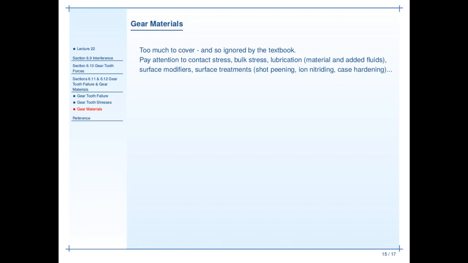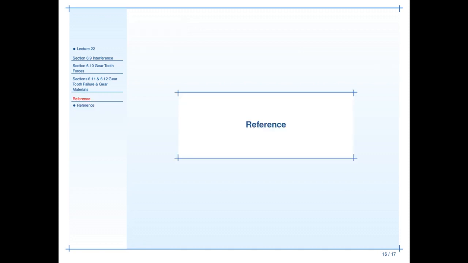Whatever material your gear is made out of, you want to pay attention to the contact stress. So in other words, what kind of stress you're getting on the surface of the tooth where you're actually applying the load. The bulk stress within the material. Lubrication conditions. Any kind of surface modifiers like coatings or surface treatments. Things like shot peening, ion nitriding, and case hardening, other hardening techniques. All of these go into the thought process that makes up selecting gear materials. Again, very broad topic, so not mentioned in your book at all.